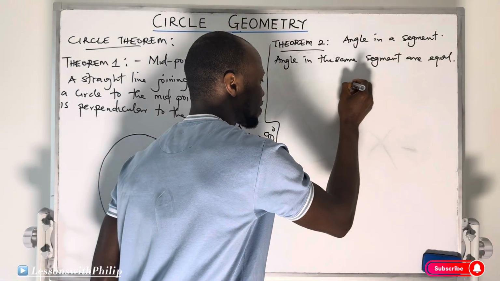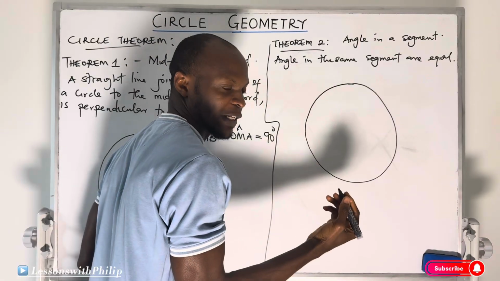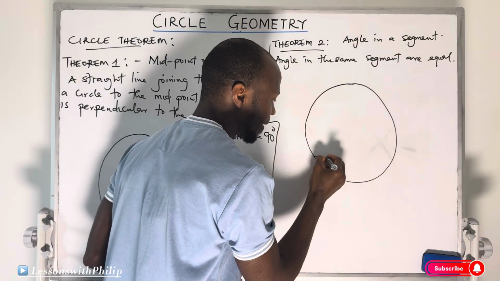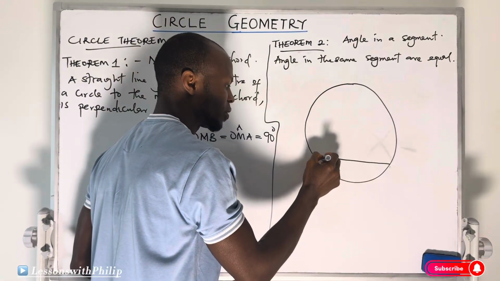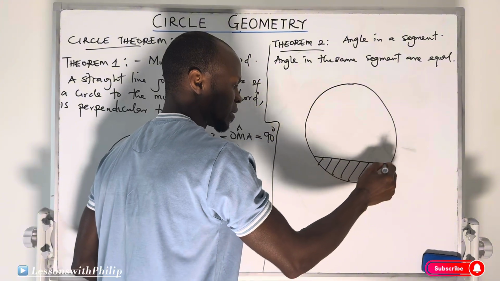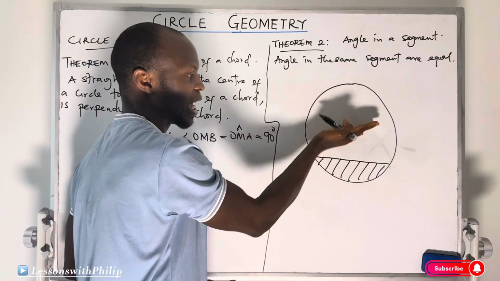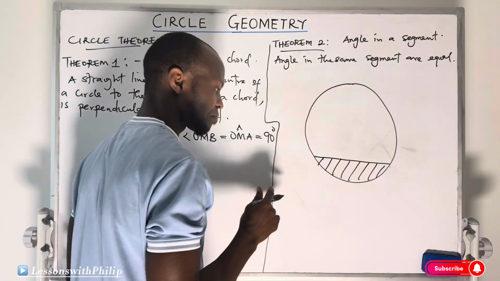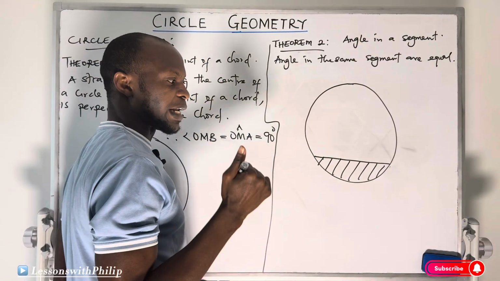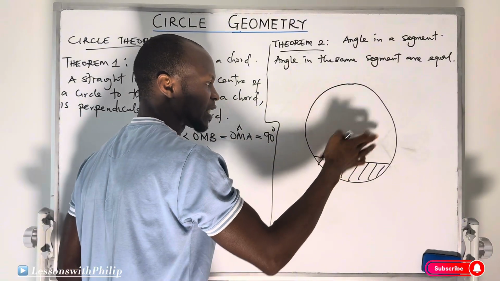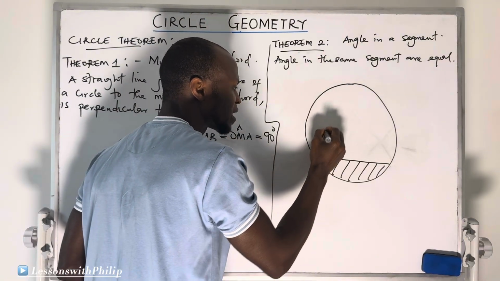Now, if I have a circle, this is my circle. Now, what is a segment? If I draw a line like this, now all this is a segment. Okay, now this one is also a segment. So I have a minor segment and a major segment. Now the law is saying that if I have an angle that emanates in this segment, the one that is not painted now is also a segment.